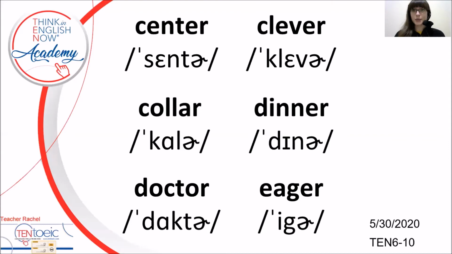Doctor. This is a person at the hospital. He takes care of us, he makes us feel better, and he usually has a white coat. That's a doctor. Eager. This describes how we feel when we're very excited to do something. If we're going on vacation, we are eager to go on vacation. We really want to go.